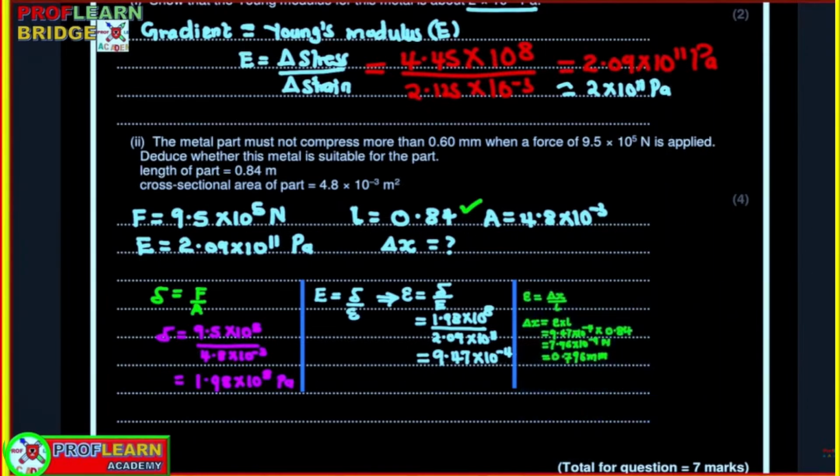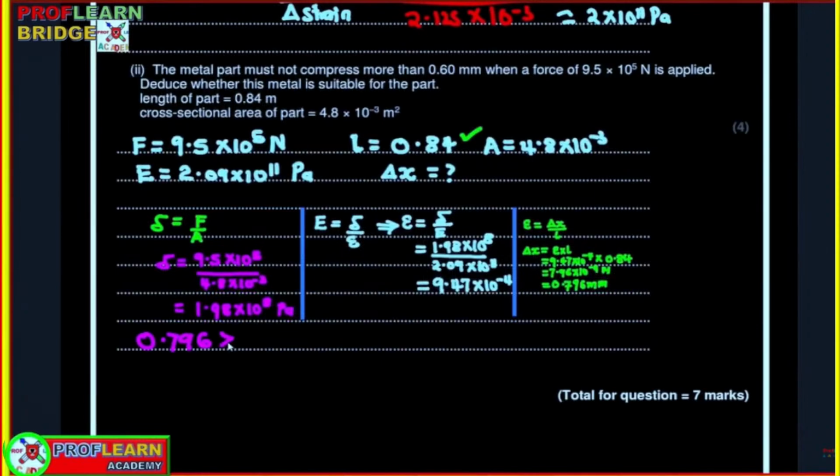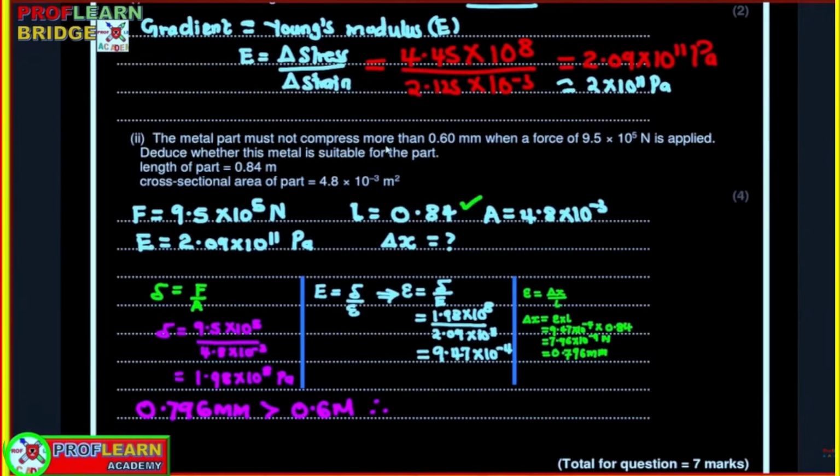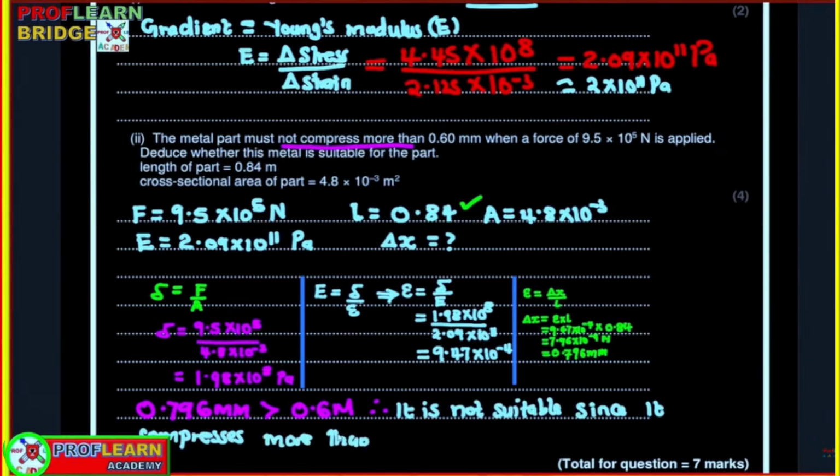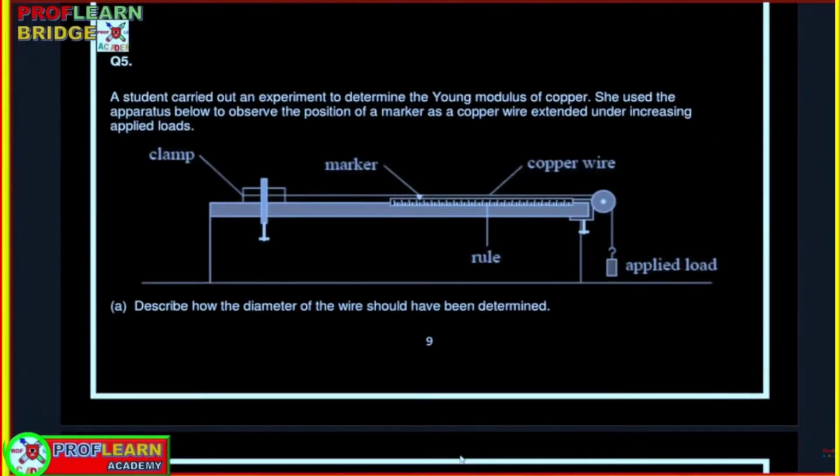So we can now see that 0.796 millimeters is more than 0.6. Then we can say the part is not suitable. It's not suitable because 0.796 millimeters is greater than 0.6 millimeters. So meaning that it's not suitable, since it compresses more than 0.60 millimeters.